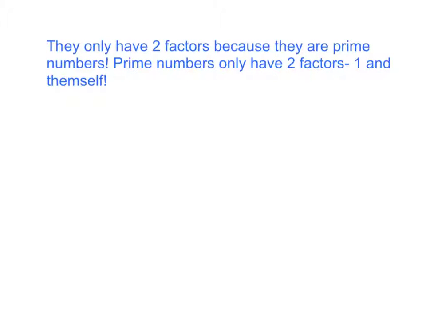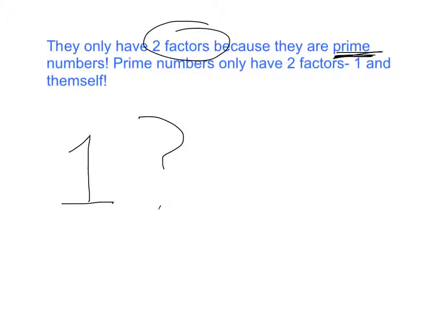Great, hopefully you spotted that each of those numbers only have 2 factors. And that is because they are your prime numbers. Prime numbers only have 2 factors, 1 and themselves. So that leaves the question, is 1 a prime number? The answer is no, because 1 only has 1 factor.